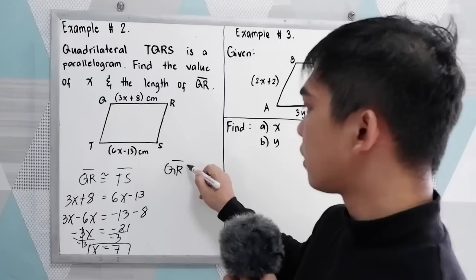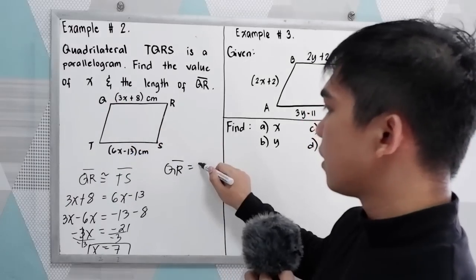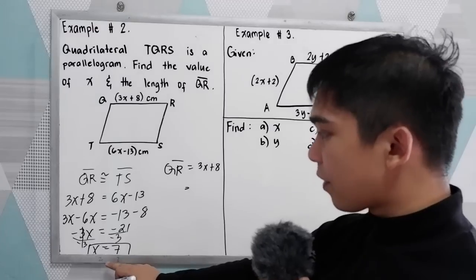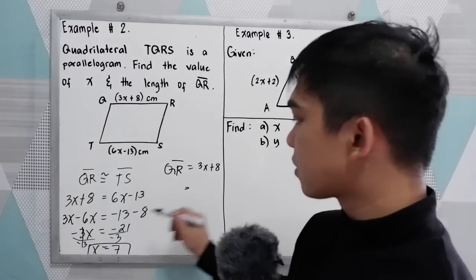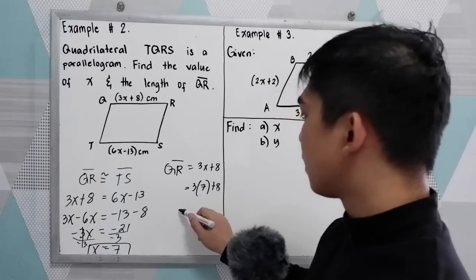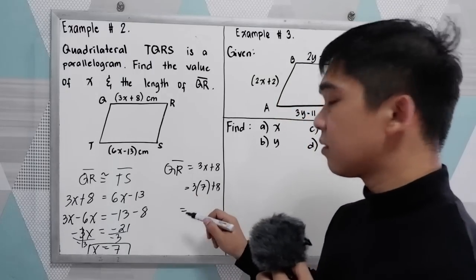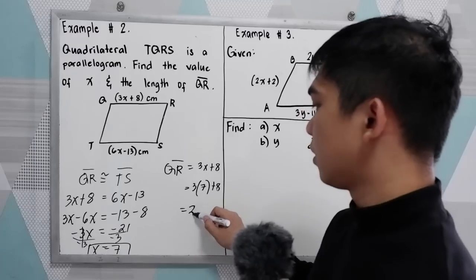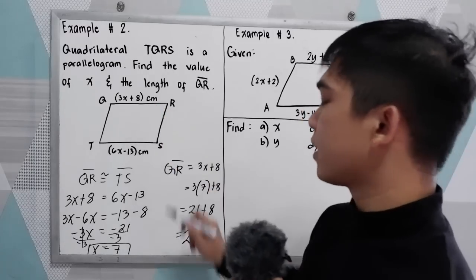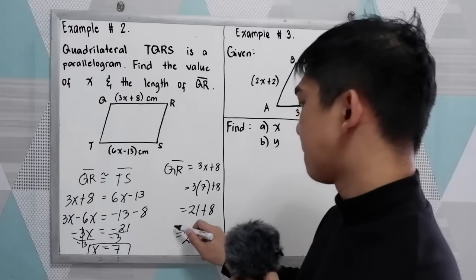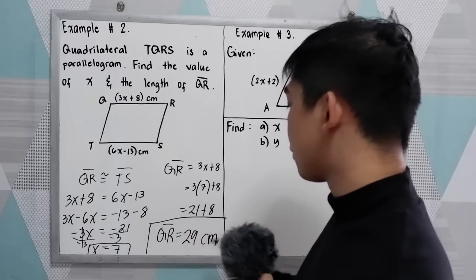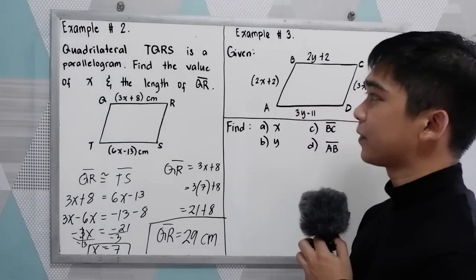Okay, positive 7. Now, we can get the value for QR. So, QR, in our given, that is 3x plus 8. Now, we have a value of our unknown x. So, we have 3 times 7 plus 8. Now, 3 times 7, that is 21, plus 8. That will give us 29, our unit cm. So, segment QR is equal to 29 cm.